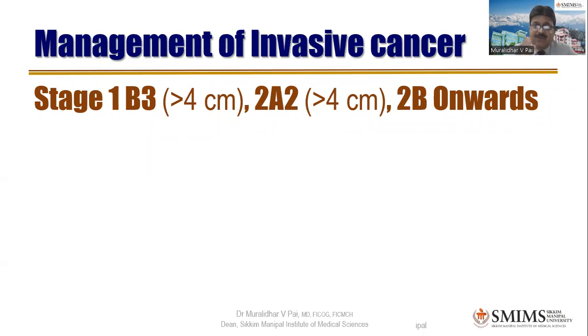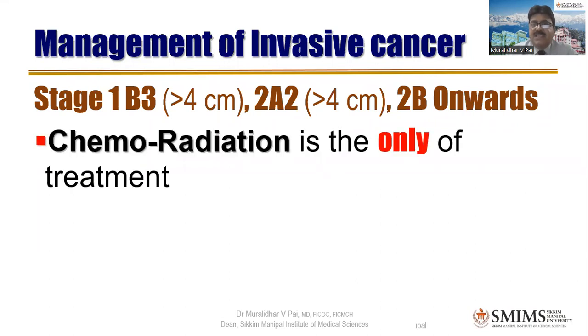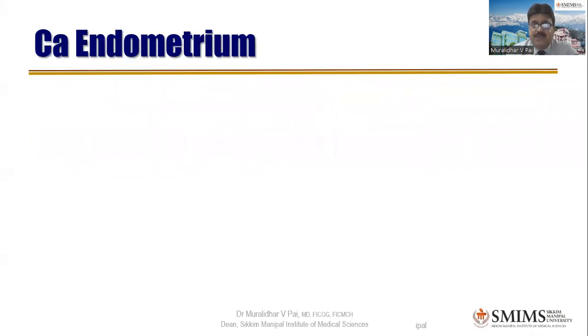But now in 2A and less, there are two things, that is 1B3 and 2A2. These are more than 4 centimeters. And even though they belong to stage 1 and stage 2A, hysterectomy is not a choice at all. Chemoradiation is the only treatment for these patients. 2B onwards, 3 and 4, A, B, C, or whatever, and stage 1B3 and stage 2A2, these are for chemoradiation only.